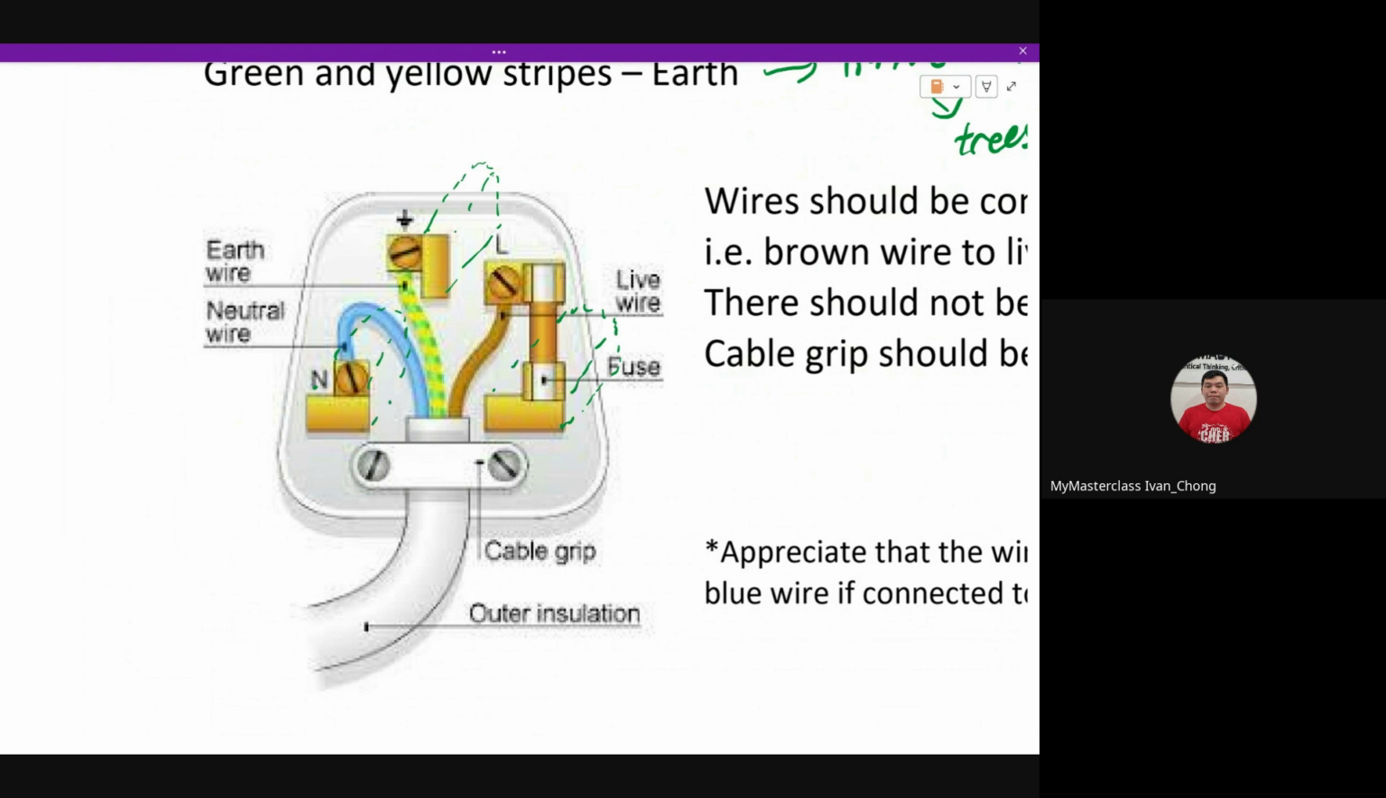Okay, so your live wire is always the one on the right hand side, attached to this thing over here. This part will be attached to what we call a fuse, which is actually another safety feature. So you cannot see it. This is a fuse. Okay, then your neutral wire will be on the other side, and then your earth wire will be the one on top.